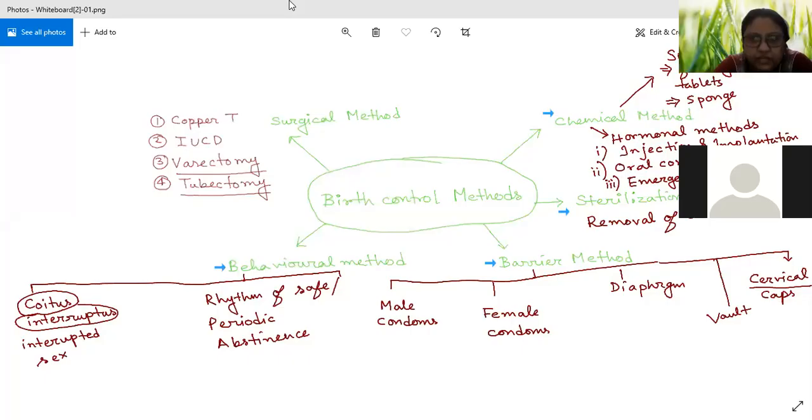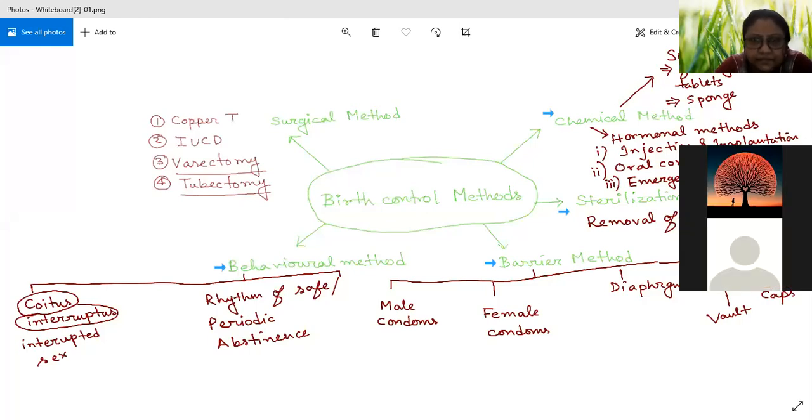Beta, can you tell me what are the phases of menstrual cycle? Yes, ma'am. Menstrual phase, follicular phase, ovulatory phase, and luteal phase. So basically, menstrual phase, and then there is the proliferative phase.